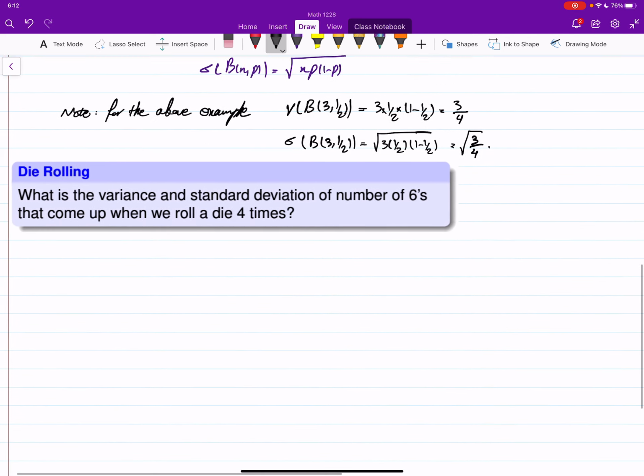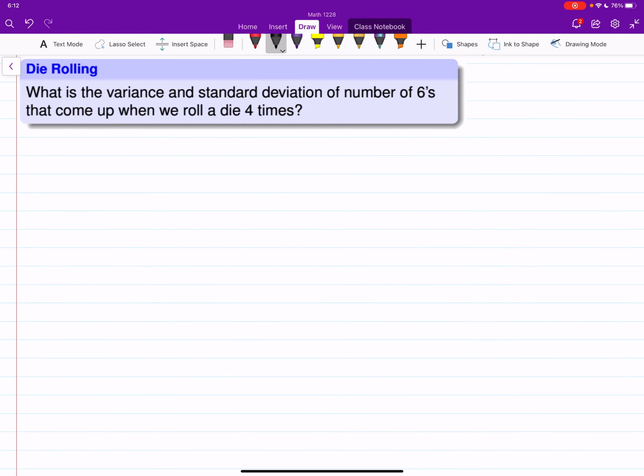Okay, let's do another example. What is the variance and standard deviation of the number of sixes? Here the random variable X counts the number of sixes. So we have a binomial random variable. How many trials? 4 trials. The chance that we get a 6 when we roll a die is 1/6, since there is only one side out of 6 sides of the die that gives us the number 6.